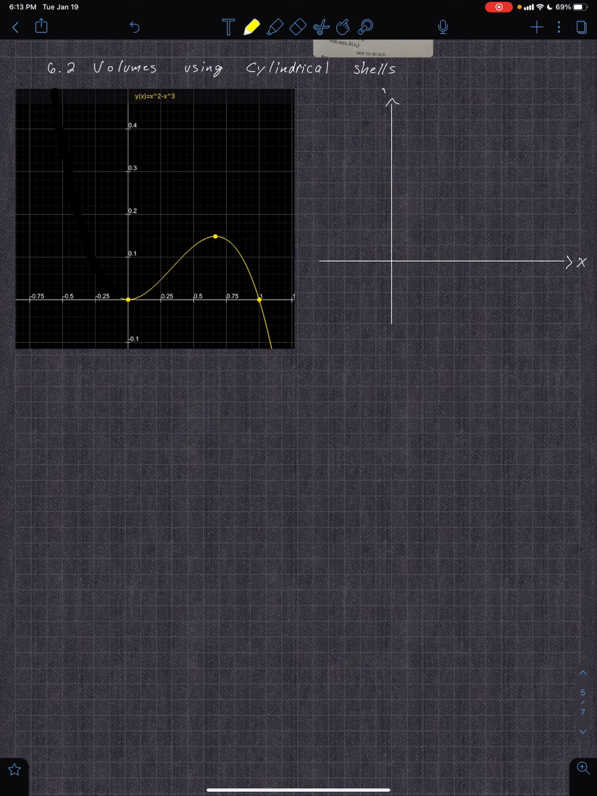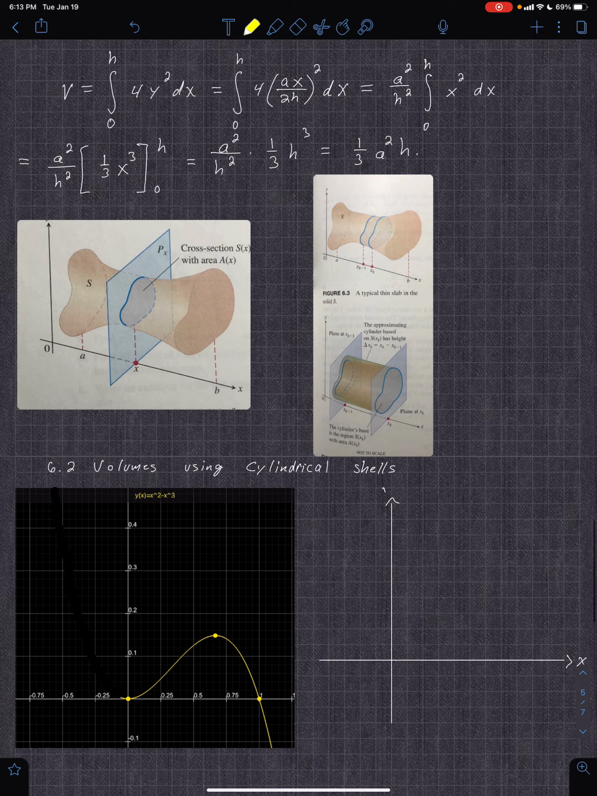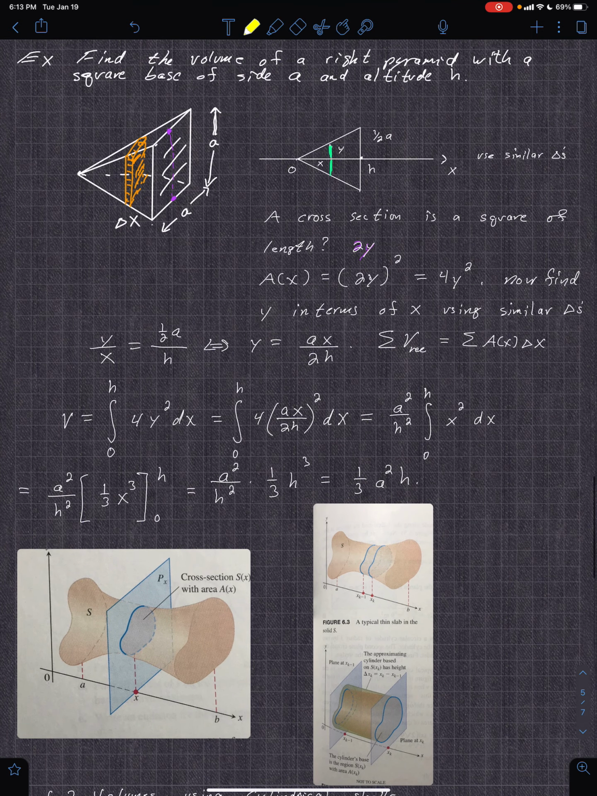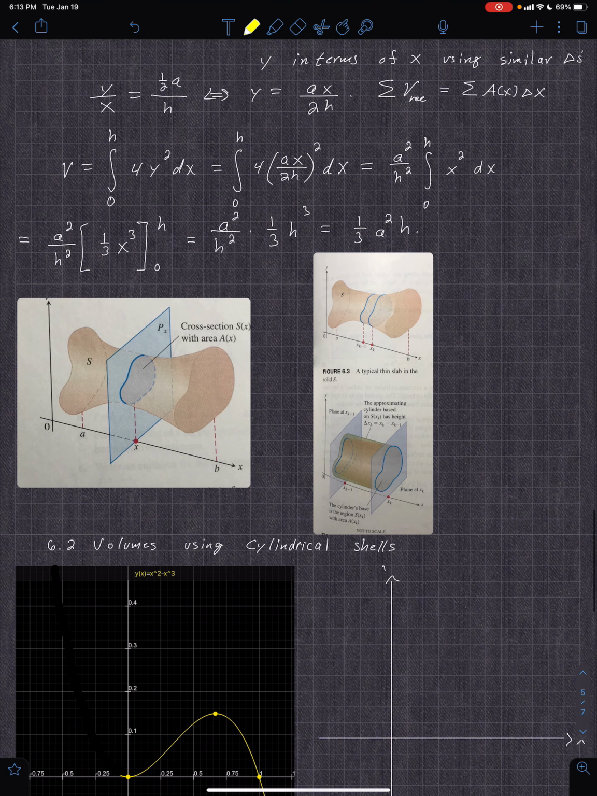So this video is 6.2 on volumes using the cylindrical shell method. Just a quick recap of the volumes by cross-section. This is the one we just did in the previous video if you're going in order. And this is what I didn't have up originally. So this is kind of like that generic curve of some sort.